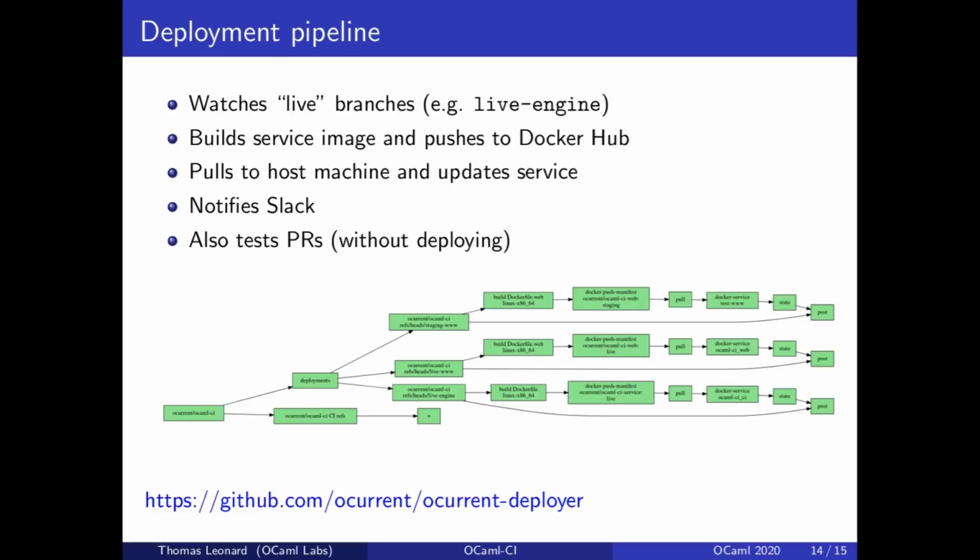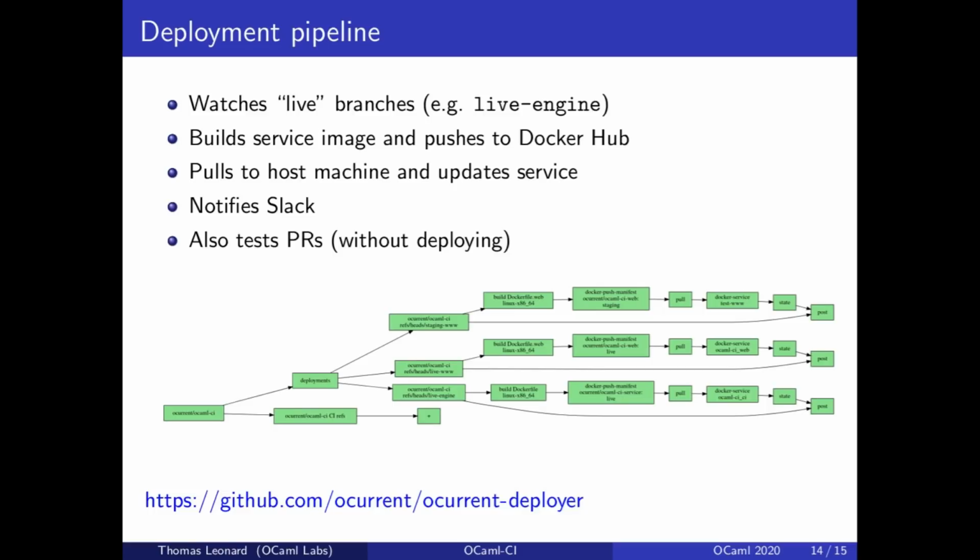Another use we found for OCurrent is for deploying services. We have a deployer pipeline that watches the live branch of various repositories, and when it sees a new commit pushed to the live branch, it will build it, push it to Docker Hub, pull it from Docker Hub onto the build machine, and update the service there. And while it's doing this, it will send updates of its status to Slack, so we can see what it's doing. In fact, for the CI, we're actually watching 3 different branches.